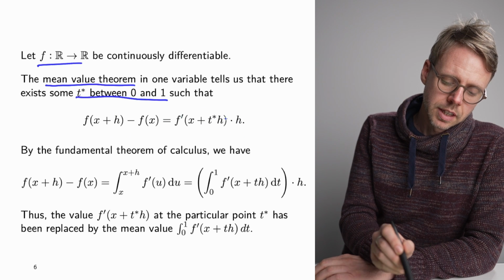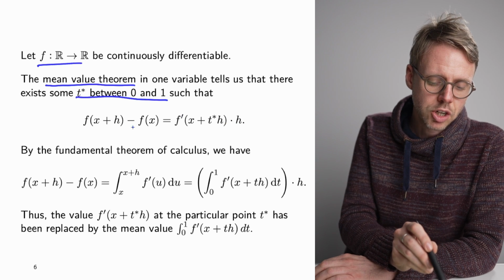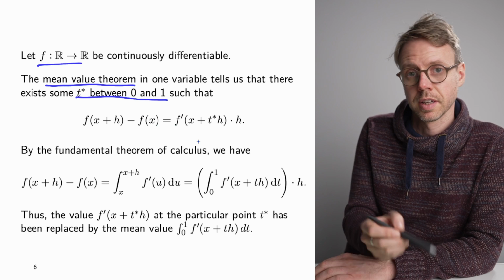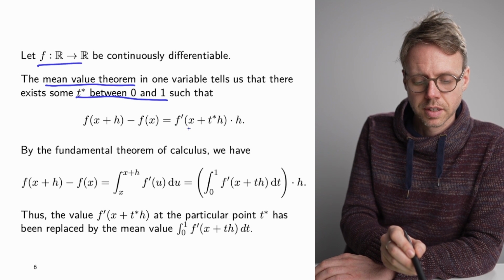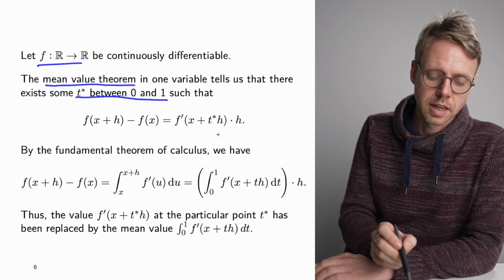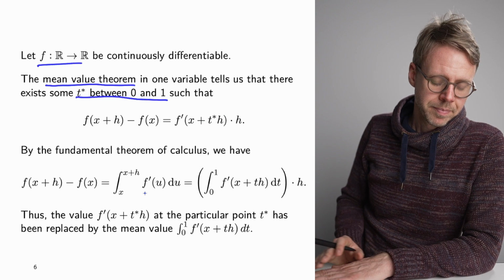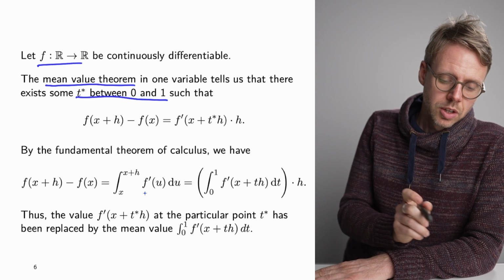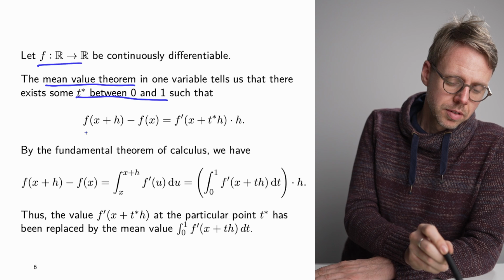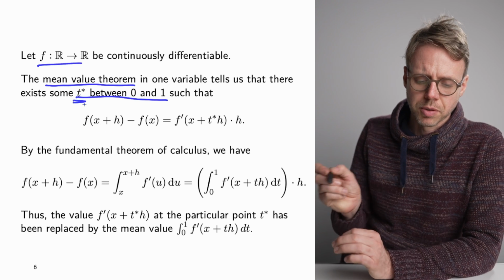Or we can take h and multiply it again to the right side. So f of x plus h minus f of x equals the derivative at x plus t star times h, and we multiply this derivative with h. So this is one thing that we can derive. There exists some t star between 0 and 1.